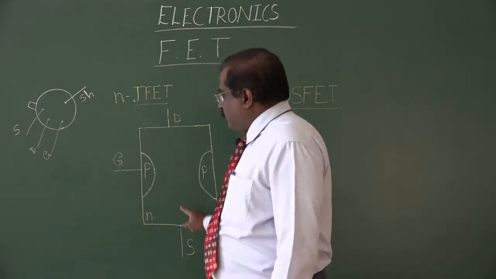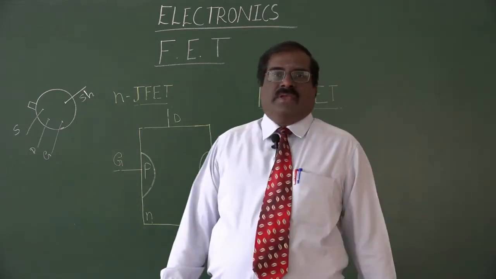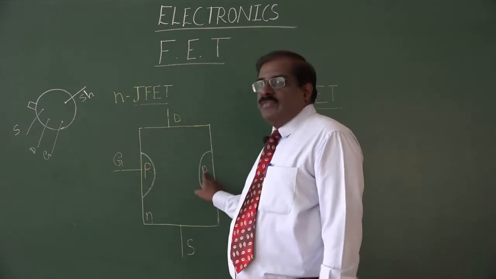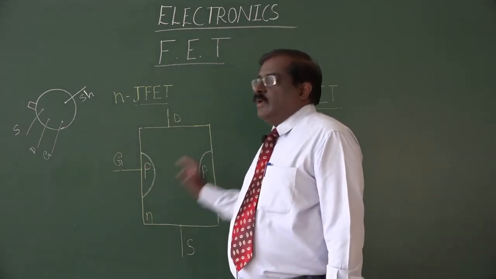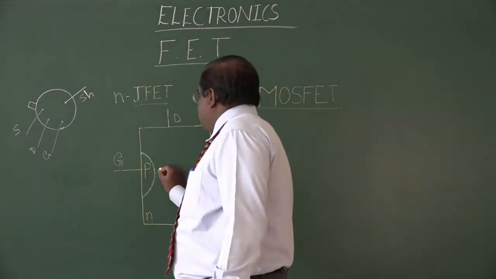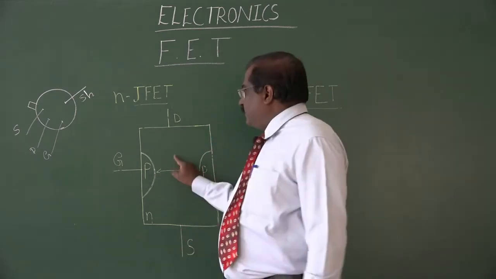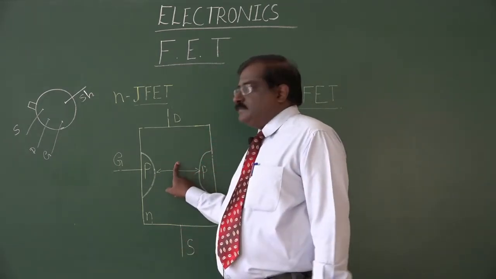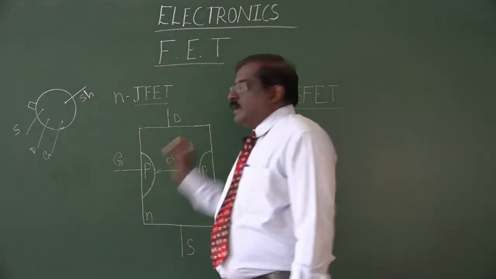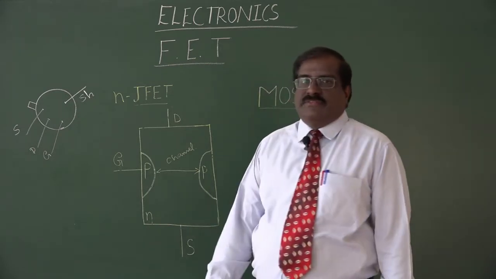For the constructional part, let us have one N-type semiconductor bar and dope the P-type semiconductor in the middle of it. At that time, we call it an N-channel FET. This width we call the channel. This is called an N-type FET.